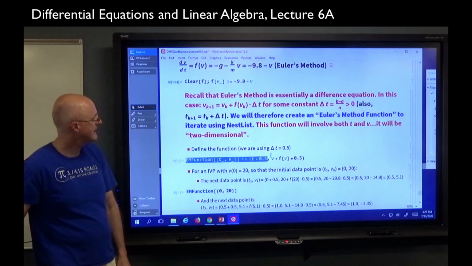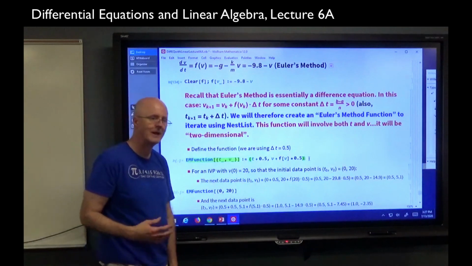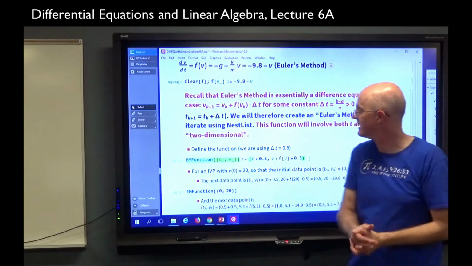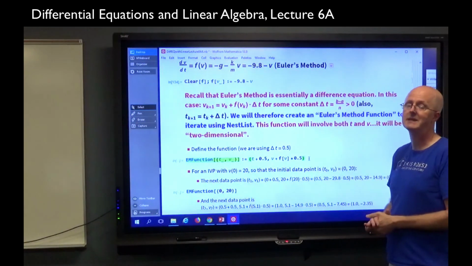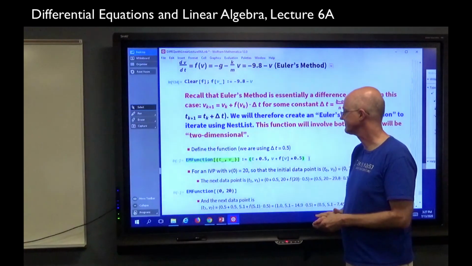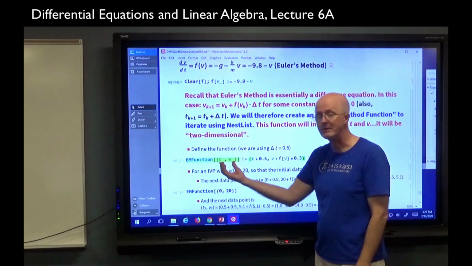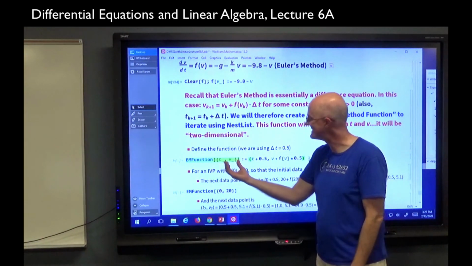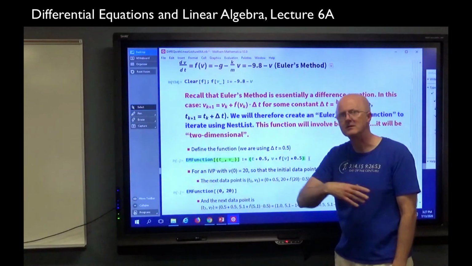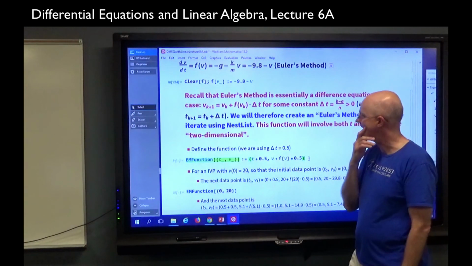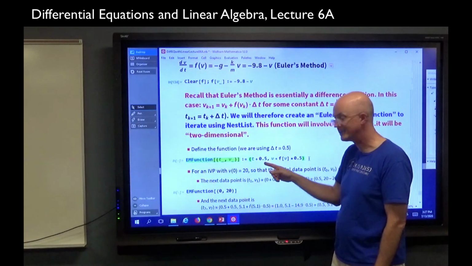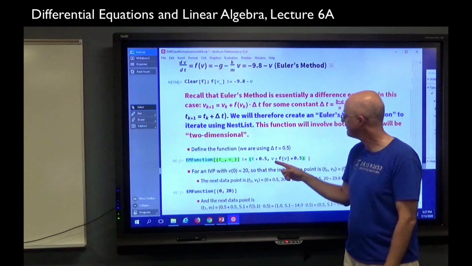What does that mean? It means this is the function that I'm going to iterate when I use NestList. Remember, Euler's method is an iteration scheme, and it really is a difference equation. And NestList was one way that I showed you at the beginning of iterating functions. This is a different kind of function, though. This is a function that takes essentially a two-dimensional input with curly braces and gives a two-dimensional output with curly braces and commas separating the coordinates, so to speak. That's the function you want to iterate because you want to update both the value of t by delta t, which is 0.5 here, and the value of v by this quantity.